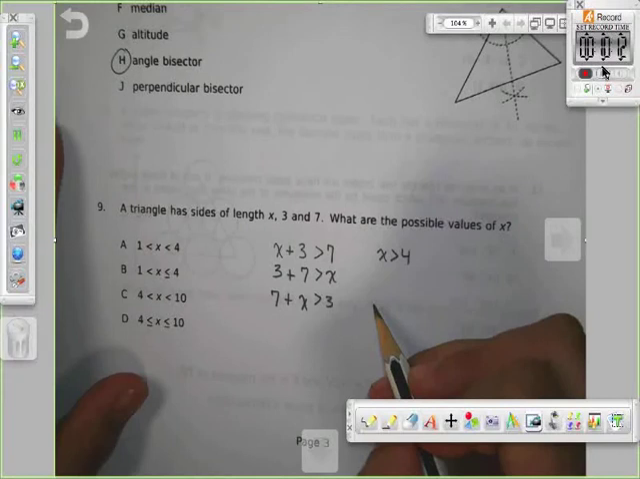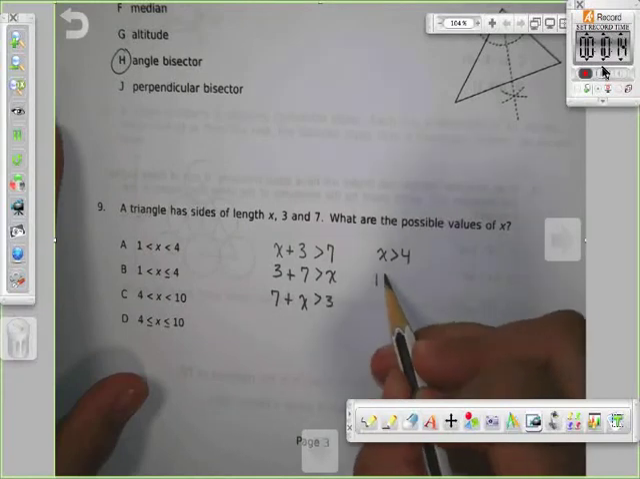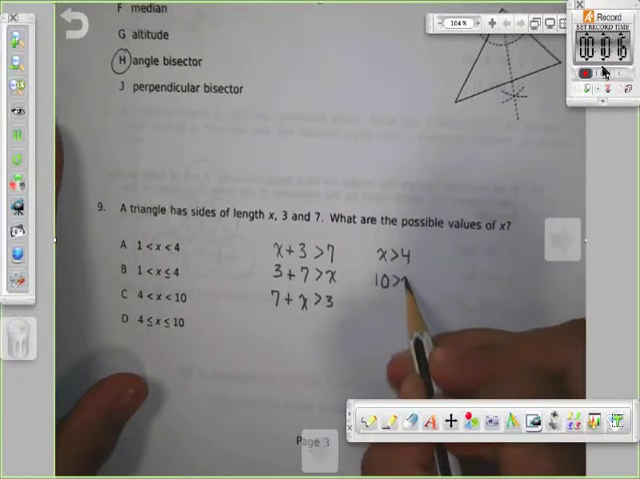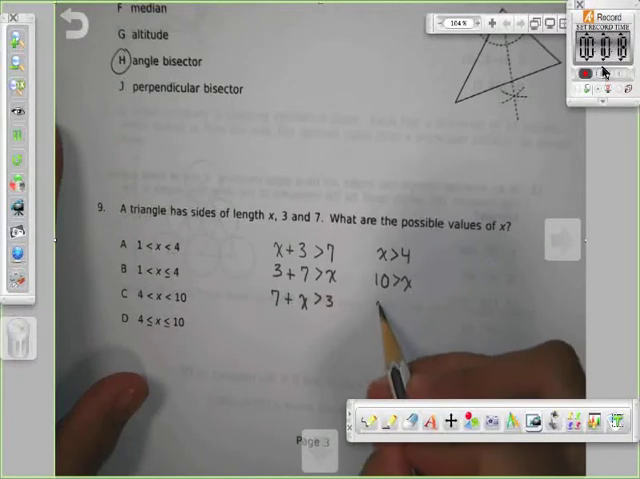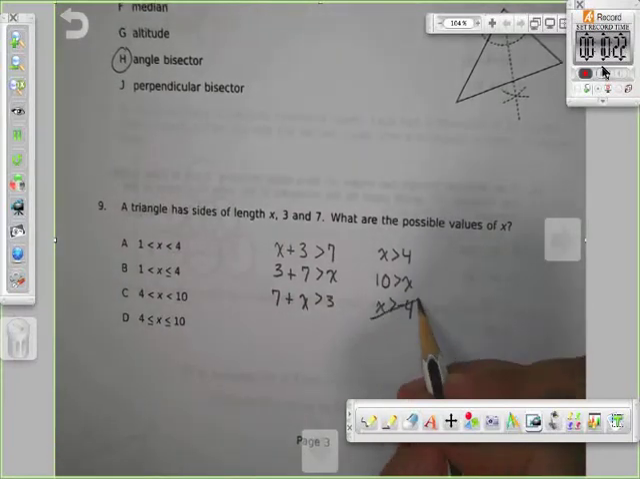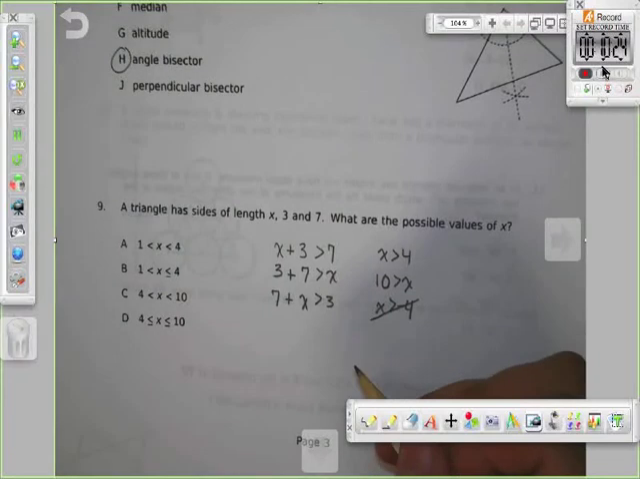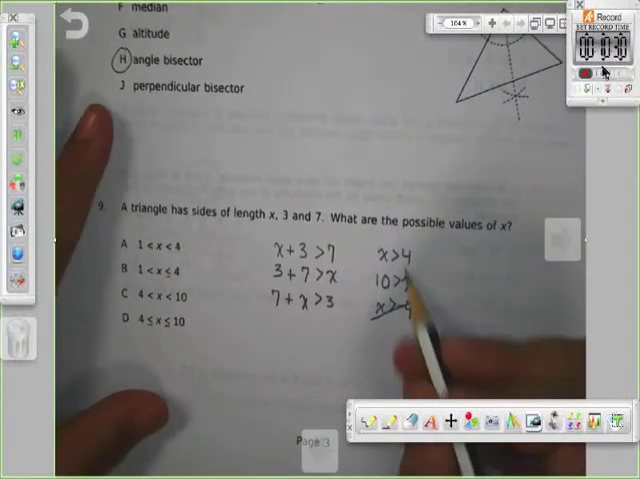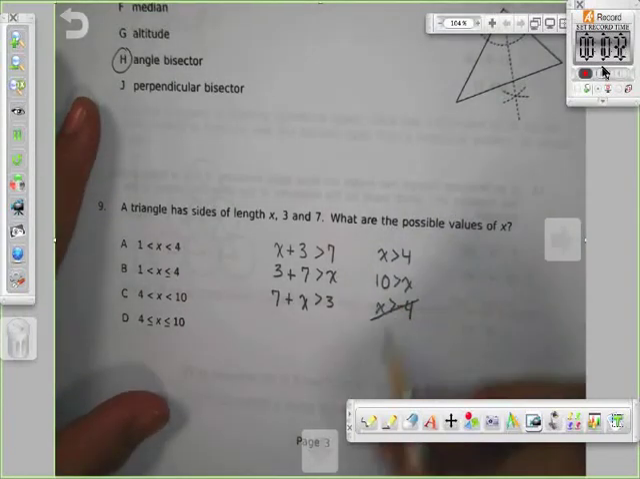Now that I have all three equations, I go back and actually solve these. I subtract 3, and x is going to be greater than 4. I collect my terms. This is 10. And this one becomes x is greater than -4 when I subtract. Once we have a negative value, we're going to cross that out, because we're talking about side lengths, and in geometry we don't deal with negative values.